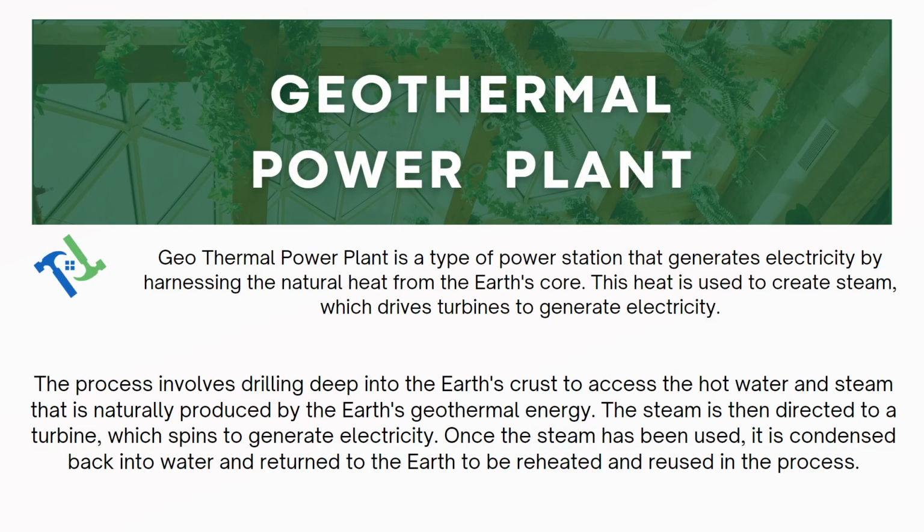Geothermal power plant. A geothermal power plant is a type of power station that generates electricity by harnessing the natural heat from the Earth's core. This heat is used to create steam, which drives turbines to generate electricity. The process involves drilling deep into the Earth's crust to access the hot water and steam that is naturally produced by the Earth's geothermal energy.